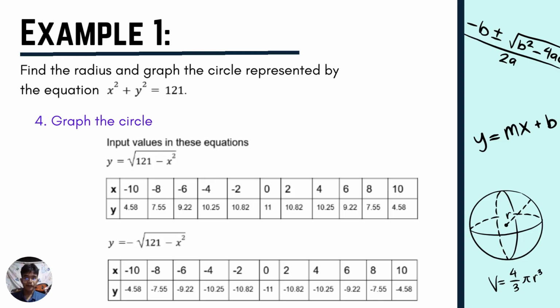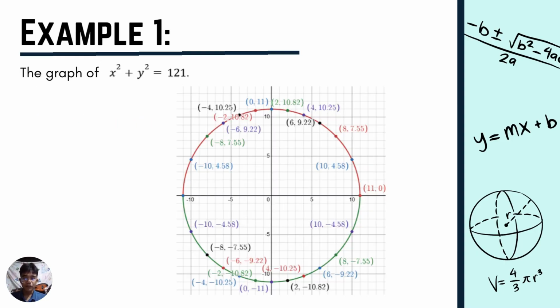As shown in the table of values, we have the values of x, which are negative 10, negative 8, negative 6, negative 4, negative 2, 0, 2, 4, 6, 8, and 10. We input these x values to our equation. Note that our equation is y is equal to plus or minus the square root of 121 minus x squared. Using your calculators, we solve for y. With that, the graph of the circle x squared plus y squared is equal to 121 should look like this.